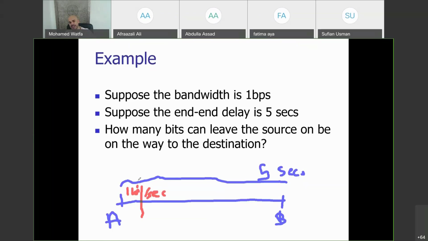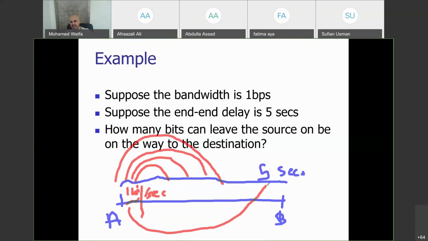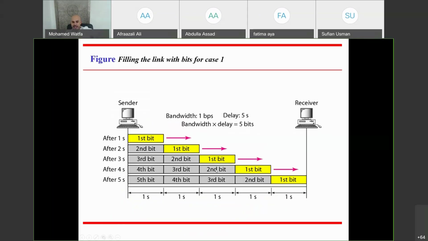The bits are going one at a time. Every 1 second, I'm sending 1 bit. And the delay for the first bit to get there is 5 seconds. The question is, how many bits can leave the source on the way to the destination by the time the first bit gets there? Very easy, right? Think about it. This is a good drawing. This is what we refer to as the bandwidth times delay product.